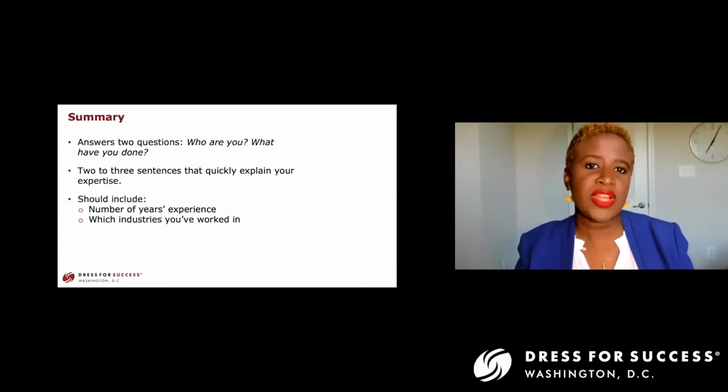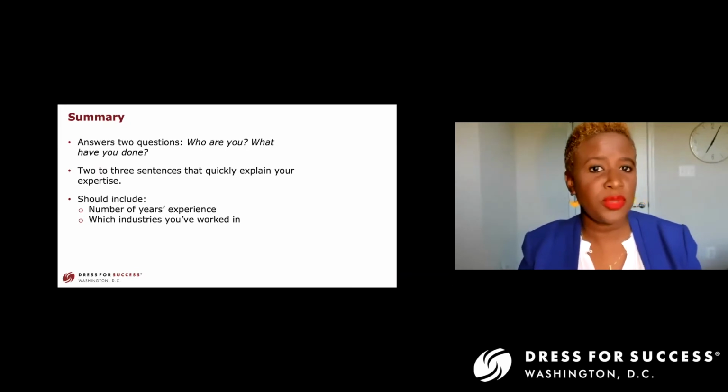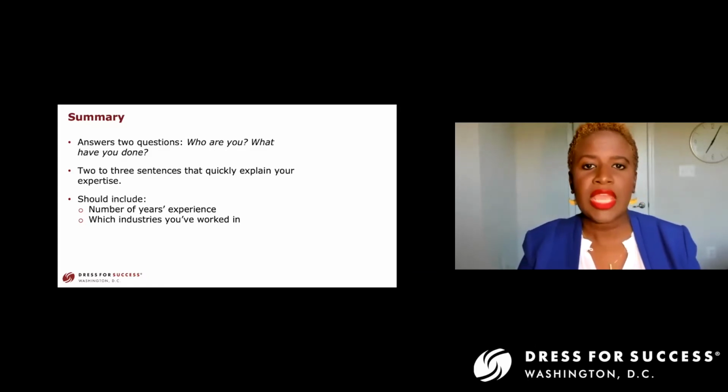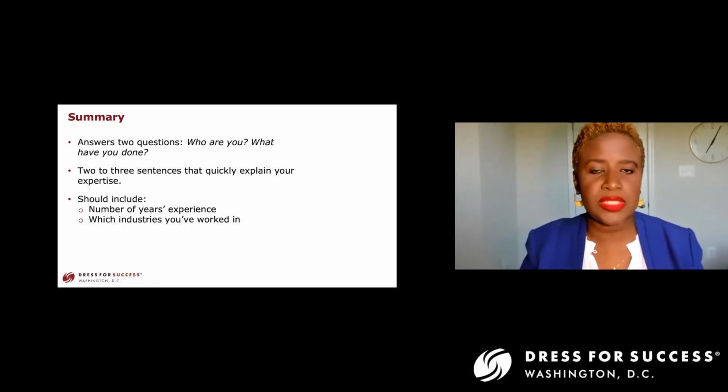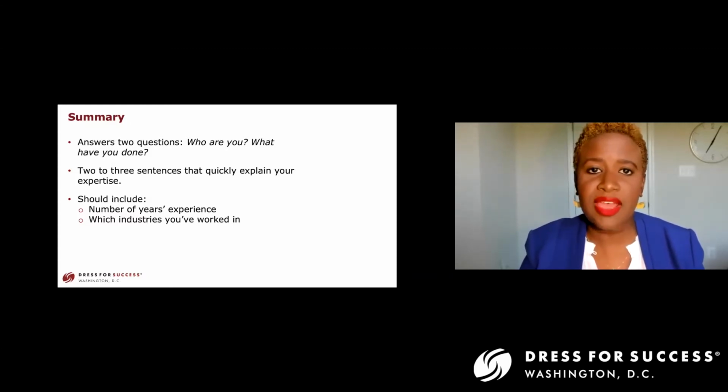So now let's move on to the summary. The summary answers 2 questions. Who are you and what have you done? But it's just in about 2 to 3 sentences. It's not a long piece of information. It just quickly explains your expertise. Examples could include the number of years of experience that you have in a particular industry, which industries you've worked in, a little bit about what you're passionate about, some of the skills, but it should be very short and to the point. It's kind of like a quick summary of who you are before the reader gets even deeper into your resume.